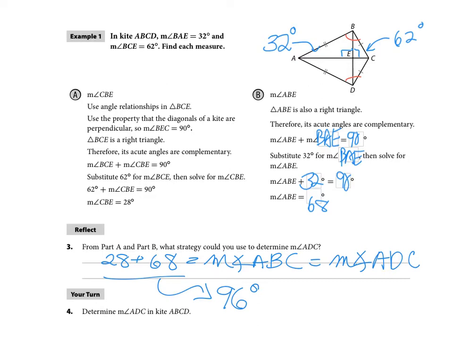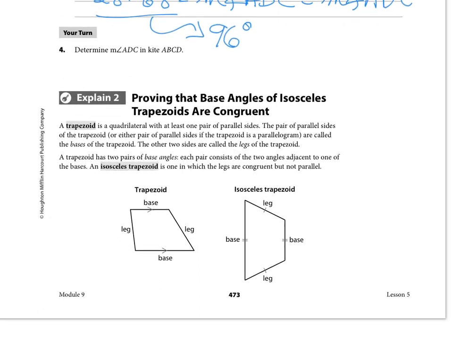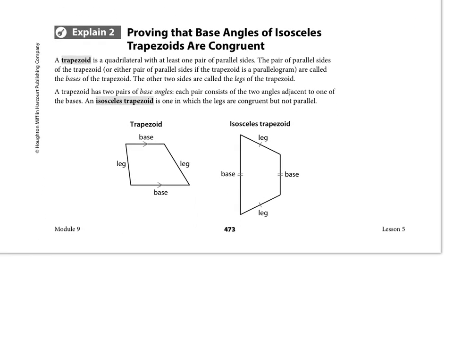Alright, moving on to the explain to on this page here. What are we able to know about isosceles trapezoids? So first of all, a trapezoid is a quadrilateral with one pair of parallel sides. I want you guys to actually scratch out the words "at least" there. It's a little bit more accurate. It's just to say if there's one pair of parallel sides, then we're able to call it a trapezoid.